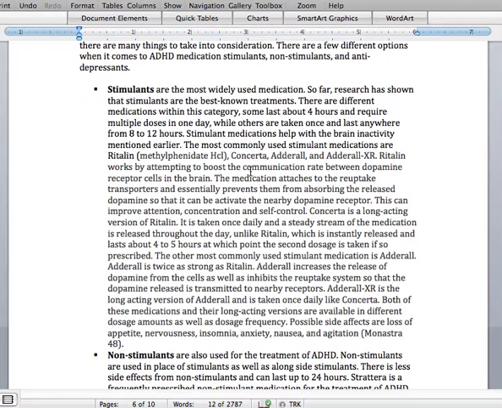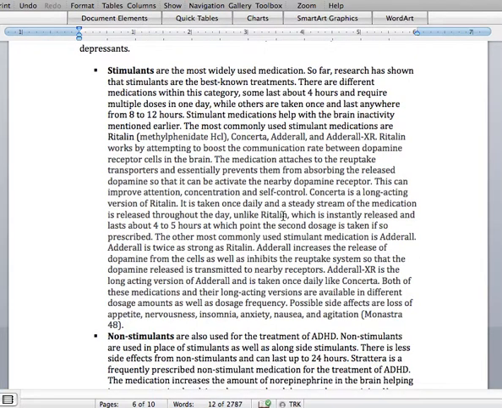For example, Ritalin works by attempting to boost the communication rate between dopamine receptors in the brain. It attaches to the reuptake transporter and prevents it from absorbing the released dopamine so that it can be activated in the nearby dopamine receptors. This will improve attention, concentration, and self-control. One is considered the long-acting version of Ritalin and is taken once daily. Ritalin is usually taken twice a day, depending on what your child is prescribed.